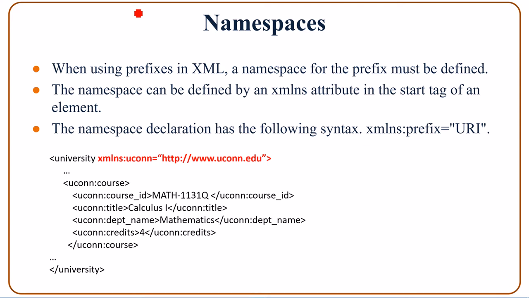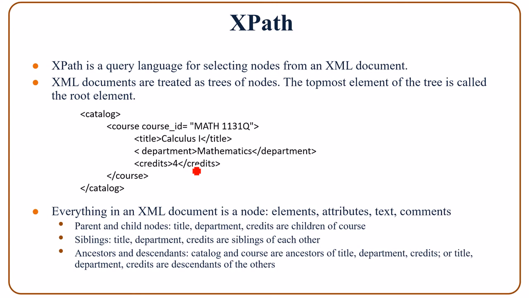In the example, we can see Yukon is prefixed, and the URI, which is a universal resource identifier, is http www.yukon.edu. Next, we talked about XPath.